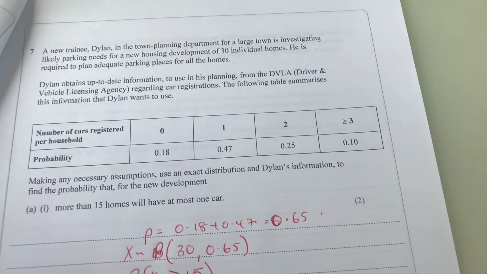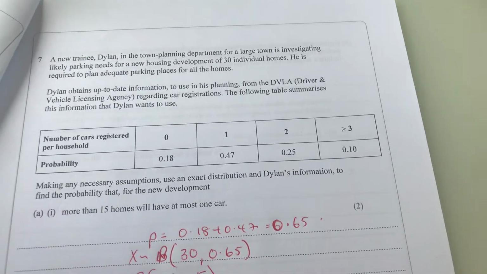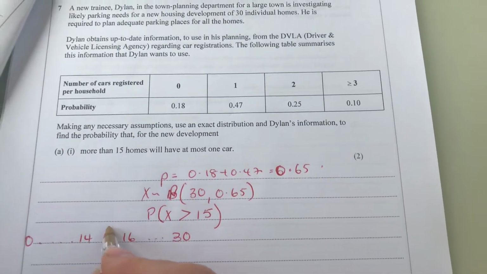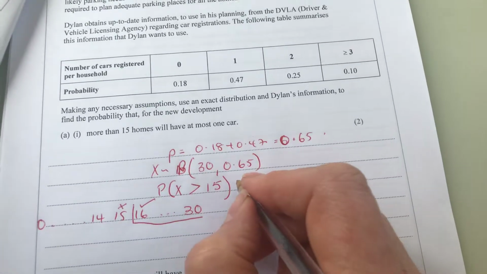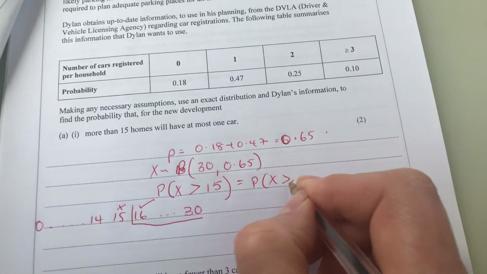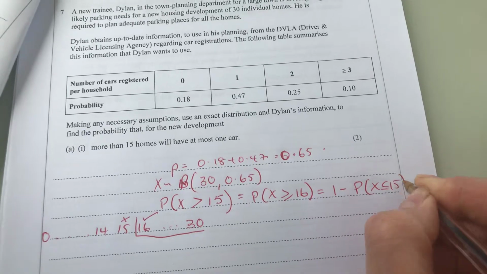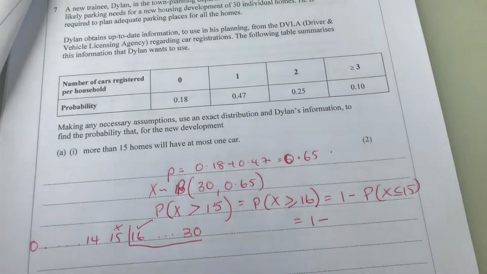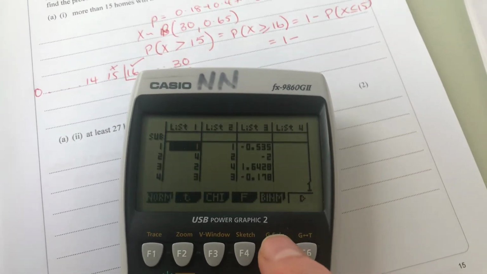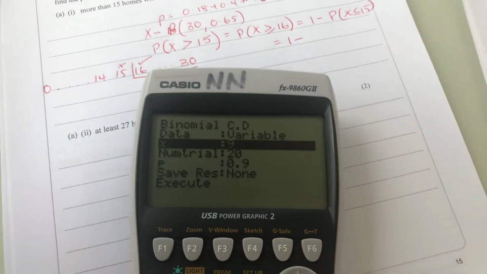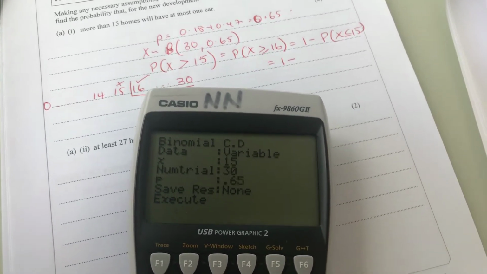So if I do my 0, 14, 15, 16, 30, I know that greater than 15 is not 15, because greater than 15 means 16 or more, which is the same as greater than or equal to 16, which is the same as 1 minus less than or equal to 15. I need 1 minus, go to the distribution, stats, binomial, cumulative, I want 15 of 30 and it's 0.65.